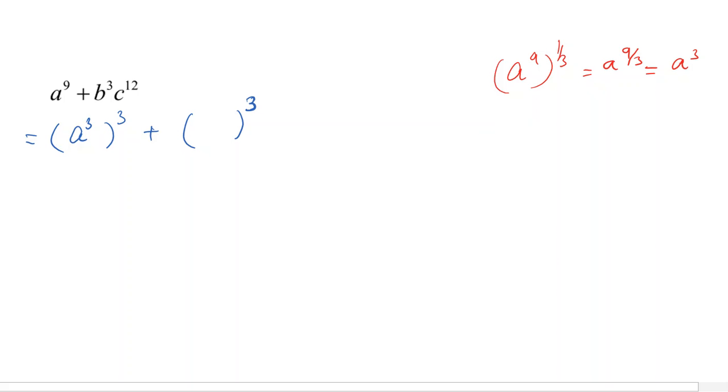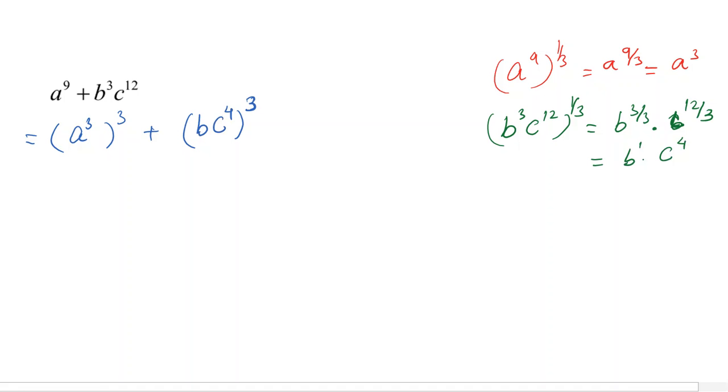Similarly for b cube c12, when we take the cube root, so b cube, b raised to power 3 over 3, and c raised to power 12 over 3, we get b raised to power 1, c raised to power 4. So here you are getting b c raised to power 4.